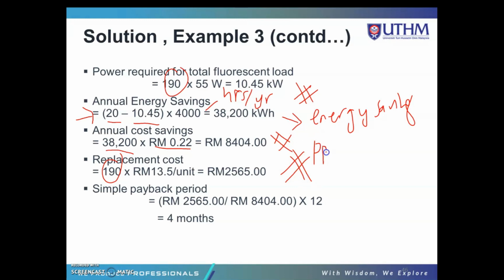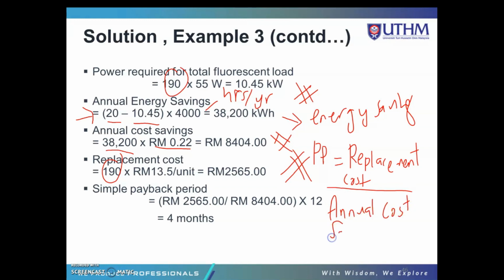So the payback period is equivalent to the replacement cost divided by the annual cost saving, then times 12 months. So for the payback period, you get 4 months. So after 4 months, you can get profit from this system, from this replacement with fluorescent light.